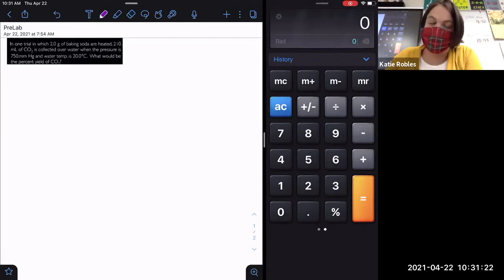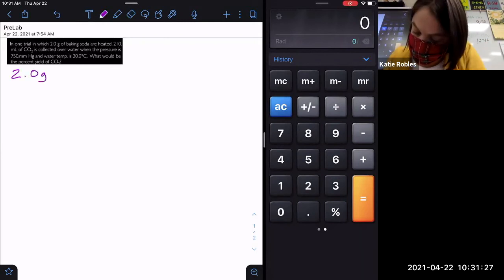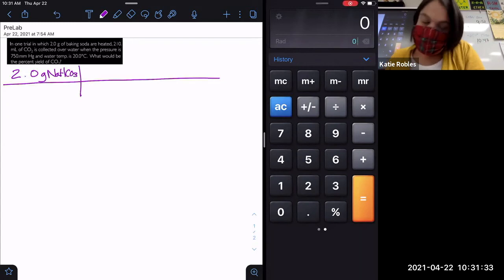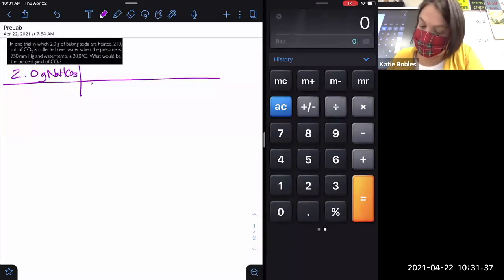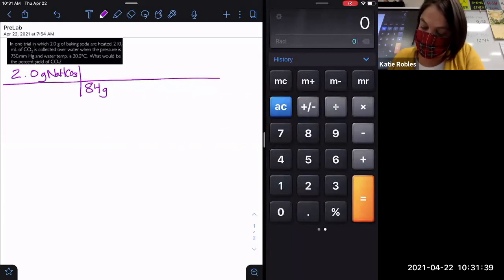So let's start out with our stoich. 2.0 grams of NaHCO3. First, I have to go from grams into moles. Not going to waste your time on this. I'm just going to tell you the molar mass of baking soda is 84 grams. At this point, you can Google it and find the molar mass of things if you still don't know how to find a molar mass of something.